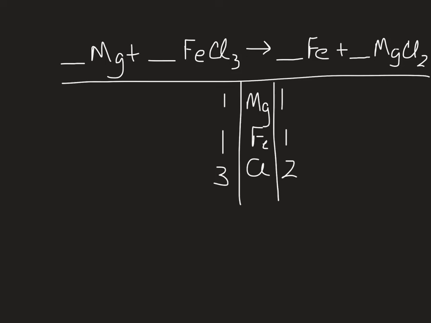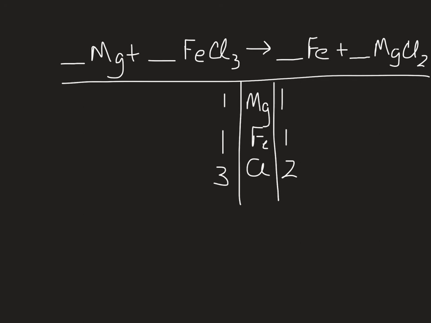In this case, I need to change my chlorines, because that is the only thing that's not balanced. The problem is, if I go to this side and I say, okay, what times 2 will give me 3, there's no whole number that allows me to do that. I could do 2/3, but I can't have a partial molecule. That just doesn't work. There's no such thing as a partial magnesium chloride formula unit.